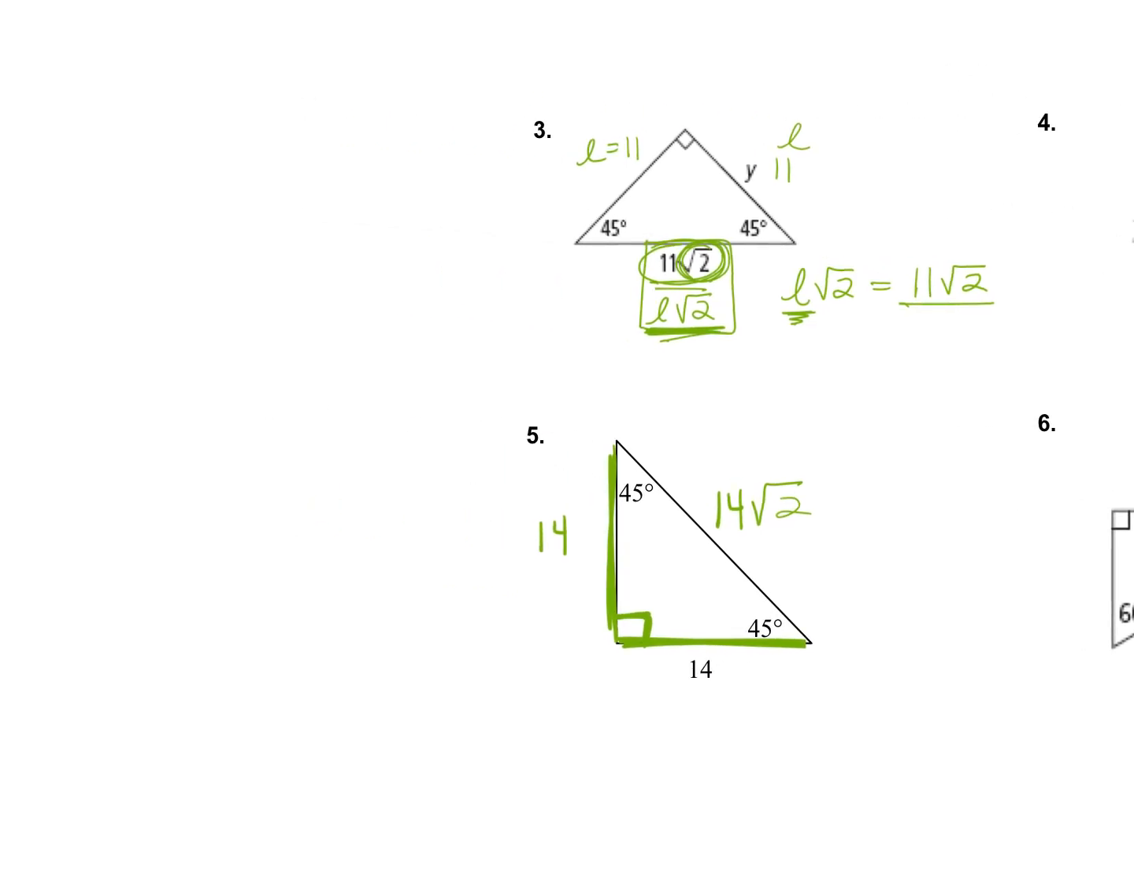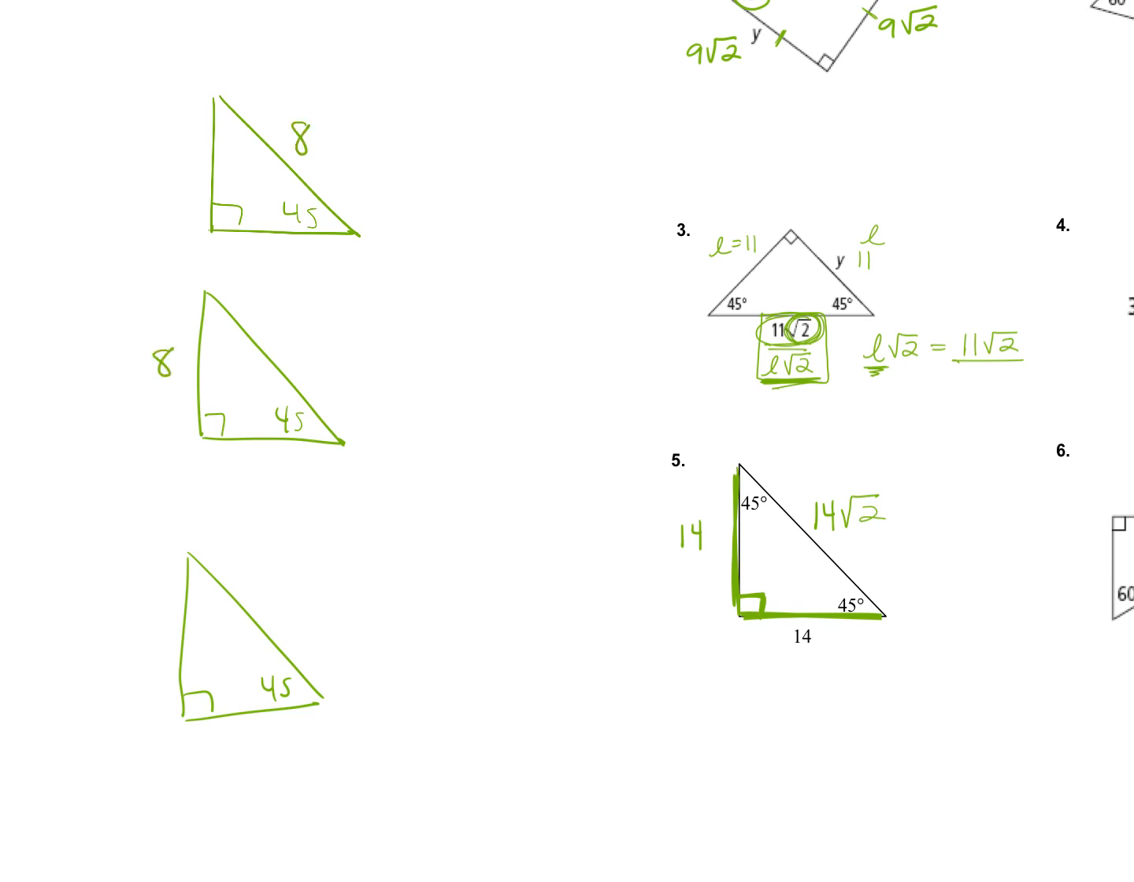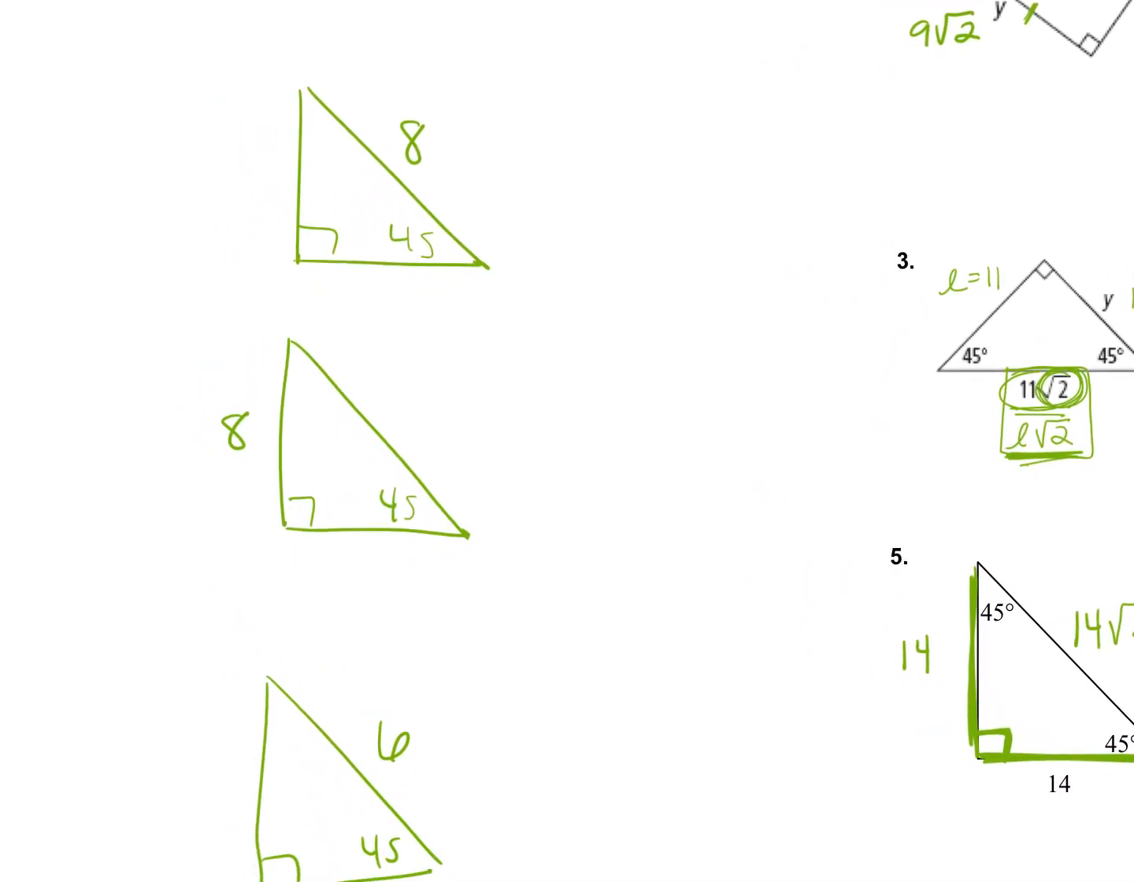Okay, I'm going to keep going with the 45, 45, 90. I'm going to give you 3 problems. You don't need to write it down. Just tell me what they would be. Let's say this is 8 versus this is 8 versus this is 6. In a 45, 45, 90, when I give you the leg, what's the other leg? 8. It's the same, right? 8 and 8. What's the hypotenuse? 8 rad 2, 8 times the square root of 2, okay?